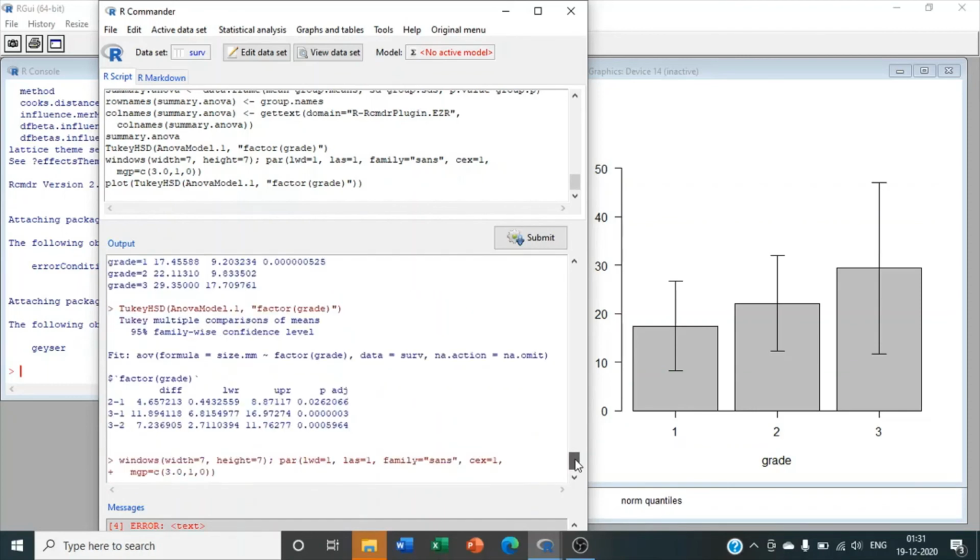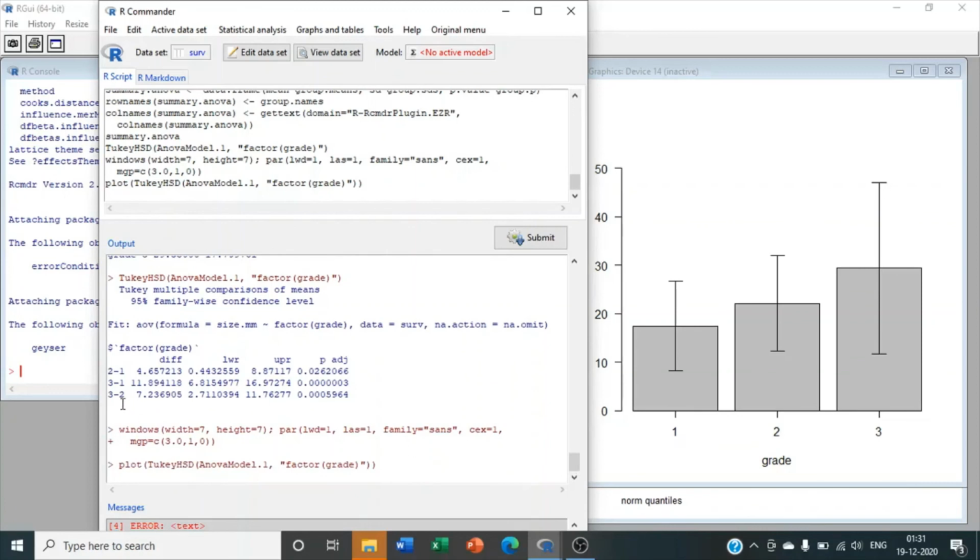Over here, we get the results of the post hoc test. We see that the difference between 2 and 1 is significant at a p-value of 0.02. The difference between 3 and 1 is quite significant, and the difference between 3 and 2 is also quite significant. Over here, we get the numerical value of the difference also. Between 3 and 1, there's a difference of around 11.89 millimeters. Between 2 and 1, there's a difference of around 4.65 millimeters. Between 3 and 2, there's a mean difference of around 7.23 millimeters.